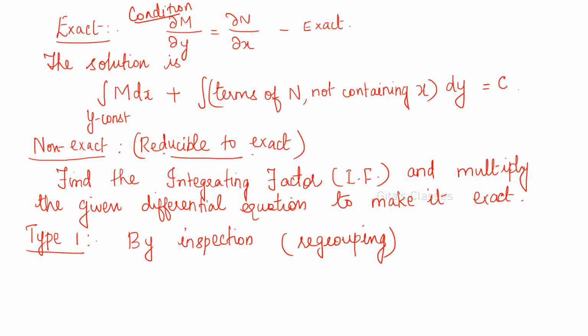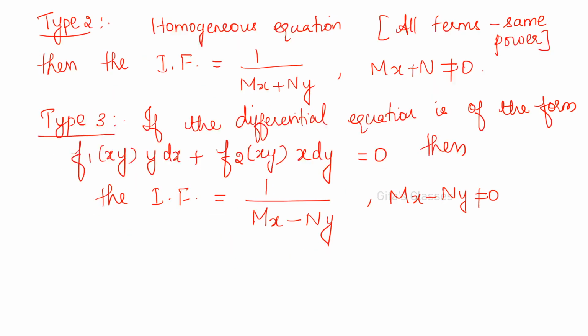And non-exact means you can reduce it to exact. Find the integrating factor, which should be multiplied with the given differential equation to make it exact. So first type we have seen by inspection or regrouping, and please try to remember the formulas. So type 2 is homogeneous equation. If you are not able to regroup them, then check whether it is a homogeneous equation or not. If it is a homogeneous equation, then the integrating factor is 1 by Mx plus Ny, with the denominator Mx plus Ny not equal to 0.